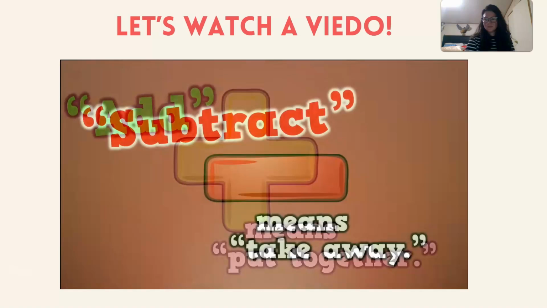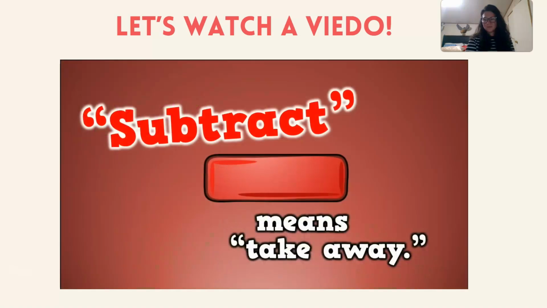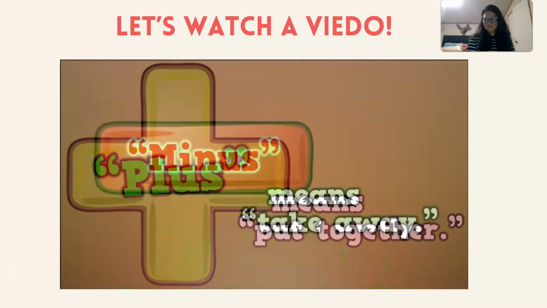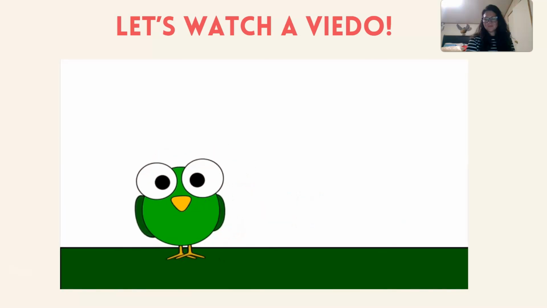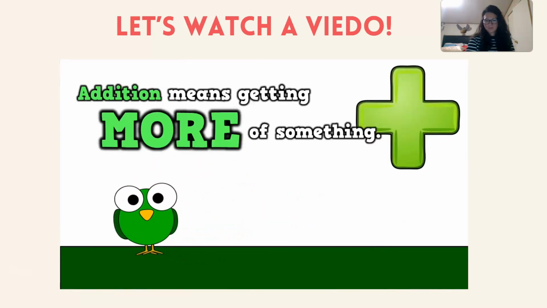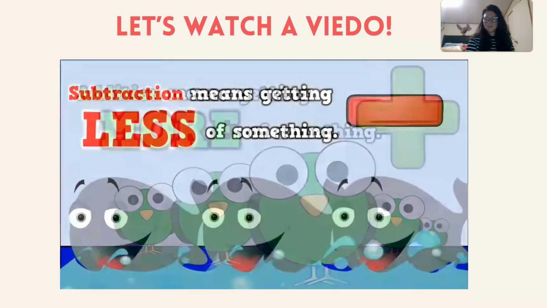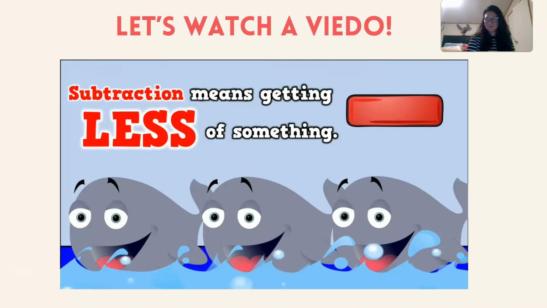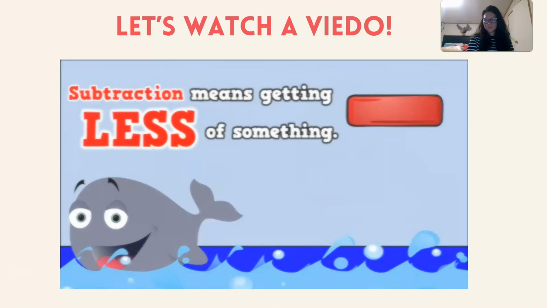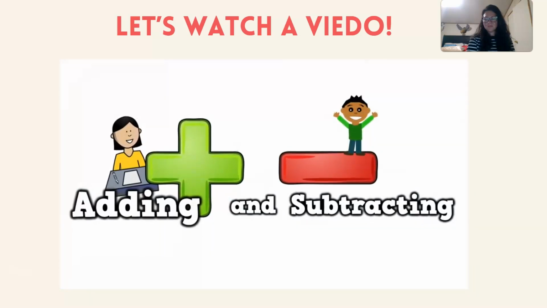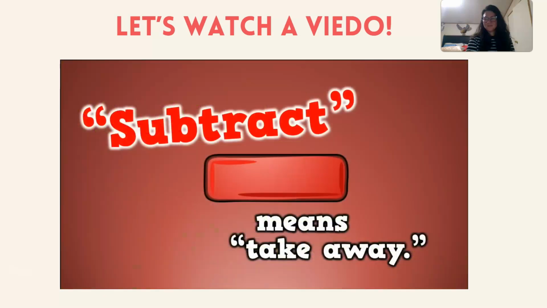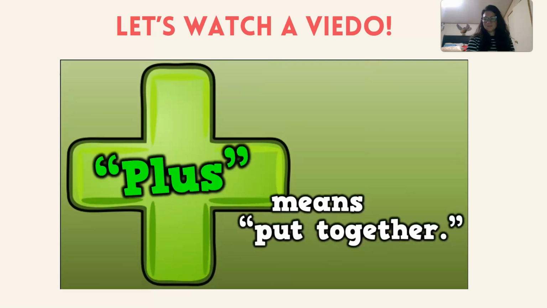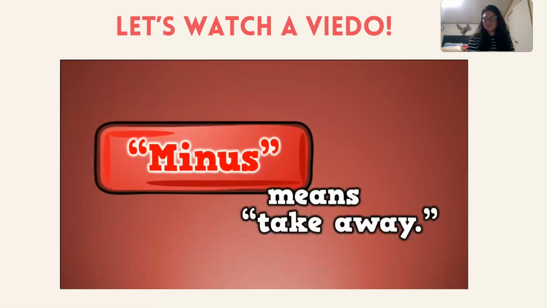Add means put together, subtract means take away. Plus means put together, minus means take away. So let's try to get this straight now. Addition means getting more of something. Subtraction means getting less of something. Why don't we sing about it one more time? Add means put together, subtract means take away. Plus means put together, minus means take away.